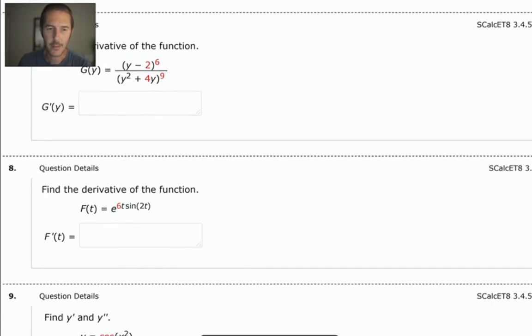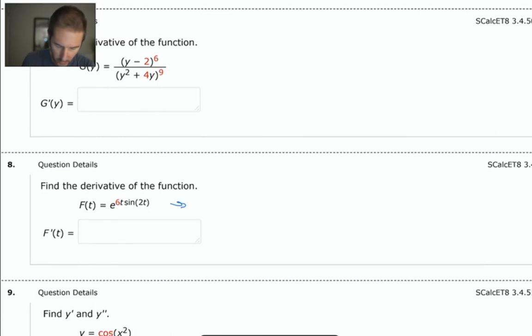Number 8, it's an exponential. Remember I said that the derivative of e to the f of x is e to the f of x times the derivative of the exponent, f prime of x. So this is going to equal, I'll get you started on this one, capital F prime of t equals, we keep e raised to the original exponent. Oh man, this is a bugger. Okay, so then we're going to multiply by the derivative of the exponent.